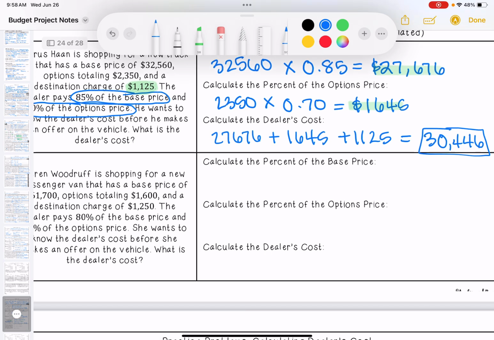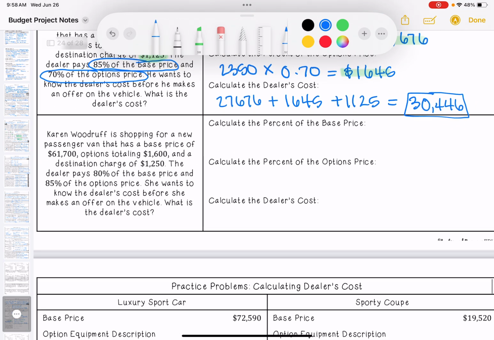All right, and the last one. Karen is shopping for a new passenger van that has a base price of $61,700, options totaling to $1,600, and the destination charge of $1,250. The dealer pays 80% of the base price and 85% of the options price. She wants to know the dealer's cost before putting an offer on the vehicle. What is the dealer's cost?